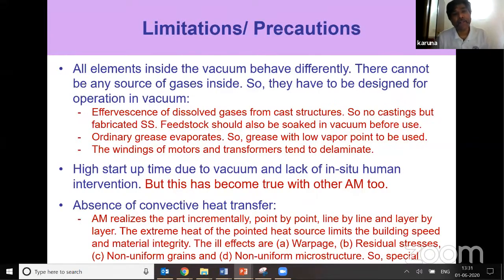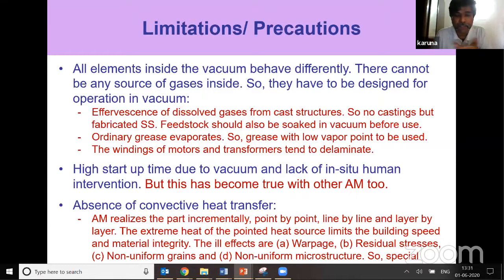Now, the second important thing is lubrication. Wherever there are motions involved, you need to lubricate. When you use grease or oil for lubrication, they start evaporating under vacuum. In fact, sometime back, I went to a jewelry company. That fellow showed me water boiling at atmospheric pressure.